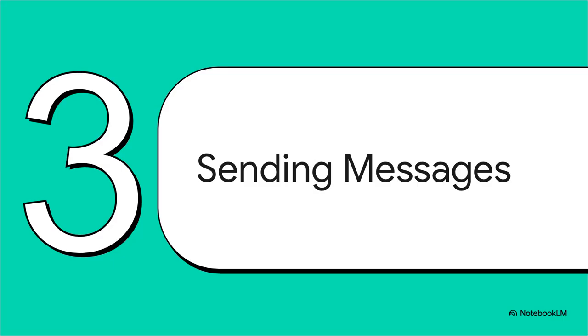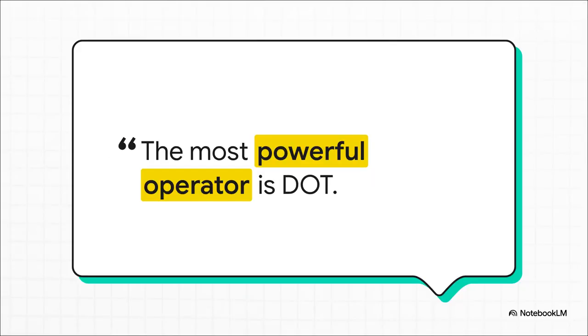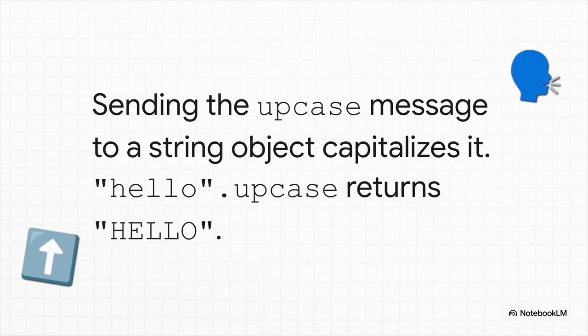Okay, so we've met the objects. Now for the really cool part, making them do stuff. This is where Ruby starts to feel like magic. So how do we send these messages? With this guy, the dot, the period. This little dot is basically the most powerful tool you have. You just stick it on the end of any object and then you write the command you want to send. It's that simple. Let's actually see this work.